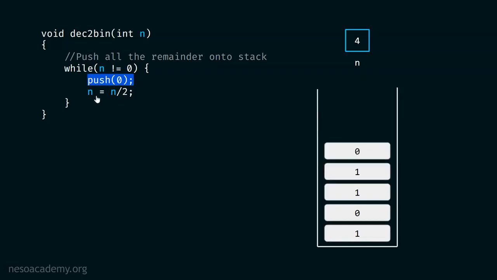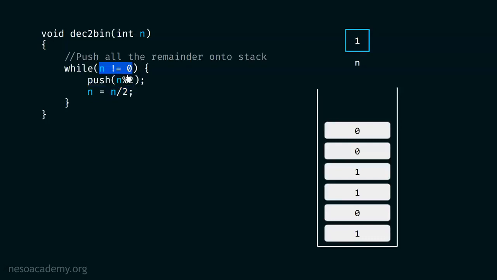Then we will again update our n variable. This time, it will get updated by 2. Now again, we will check this condition. We'll get inside this while loop. We will push n mod 2 onto stack, which means we'll push 0 onto stack. Then we will update our n variable. N variable will get updated by n divided by 2, which means it will get updated by 1.